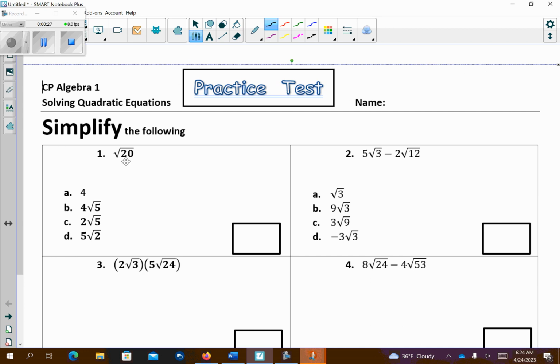So first problem, I'm going to break 20 down. That's going to break down to 4 times 5. And the square root of 4 is 2, so I get 2 root 5. So my answer is C, so I'll just put the letter C right there.